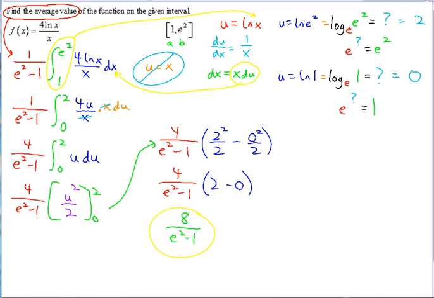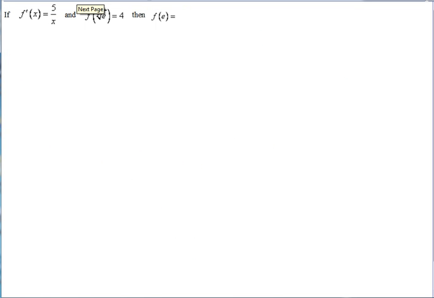Let's take a look at one more. And this goes back to an earlier lesson this year. We've got f prime of x equals 5/x, so we have the equation of the derivative. And we know f of the cube root of e is 4, so we have one point in the function. And we're looking for another point in the function, f of e.